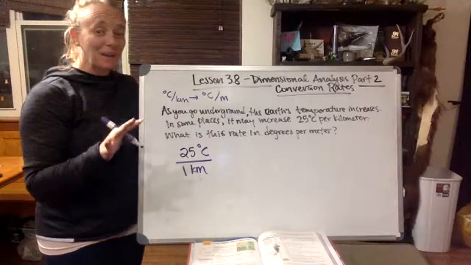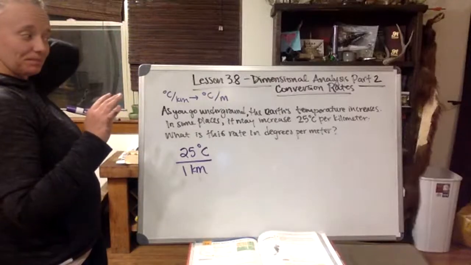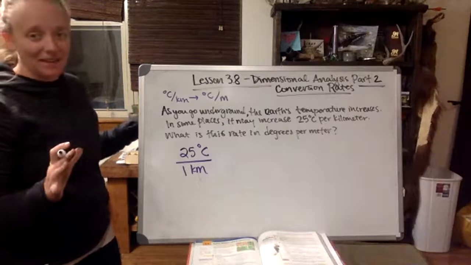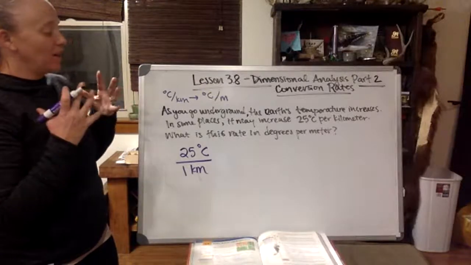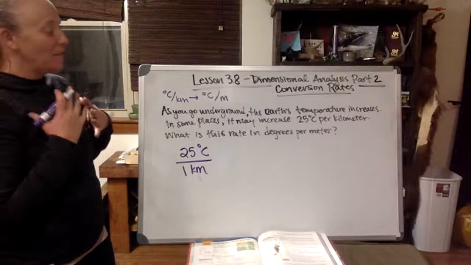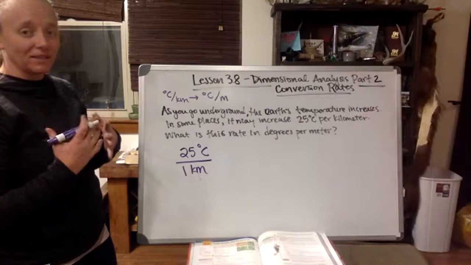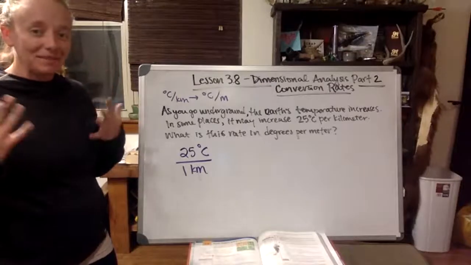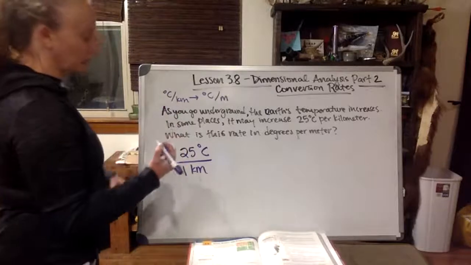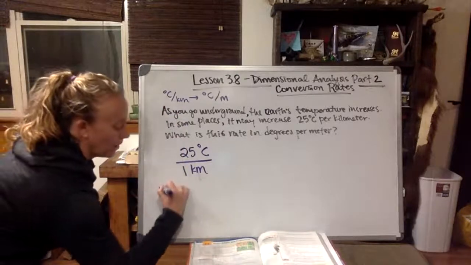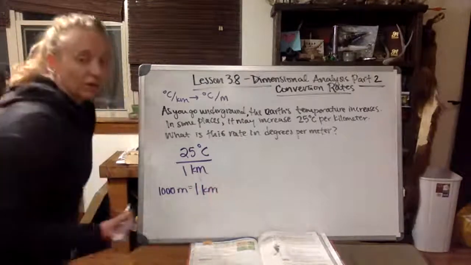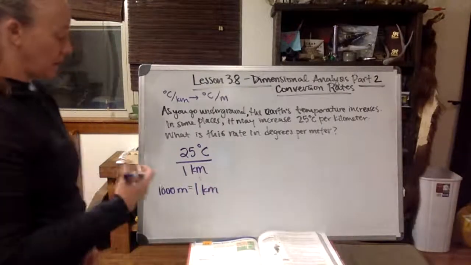What's great about being anywhere but the United States is you don't have to deal with the imperial system. It's amazing. Meters to kilometers, the only difference is multiplying by 1,000. 1,000 meters go into a kilometer. So our conversion rate that we're going to be using is 1,000 meters is equal to 1 kilometer. Or you could say 1 kilometer is equal to 1,000 meters.